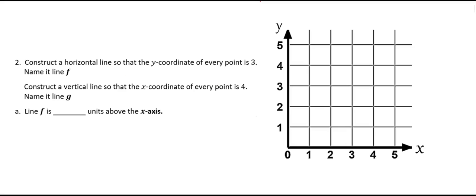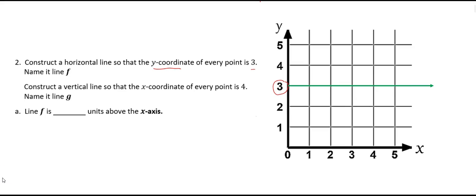Now we have a new grid. This one says to construct a horizontal line so that the y coordinate of every point is 3. And we'll name that line F. So it's going to be a horizontal line, and it means that every time I go up from the x-axis, I will land on 3 for my y-coordinate. So that will be a line that runs through the 3 on the y-axis.